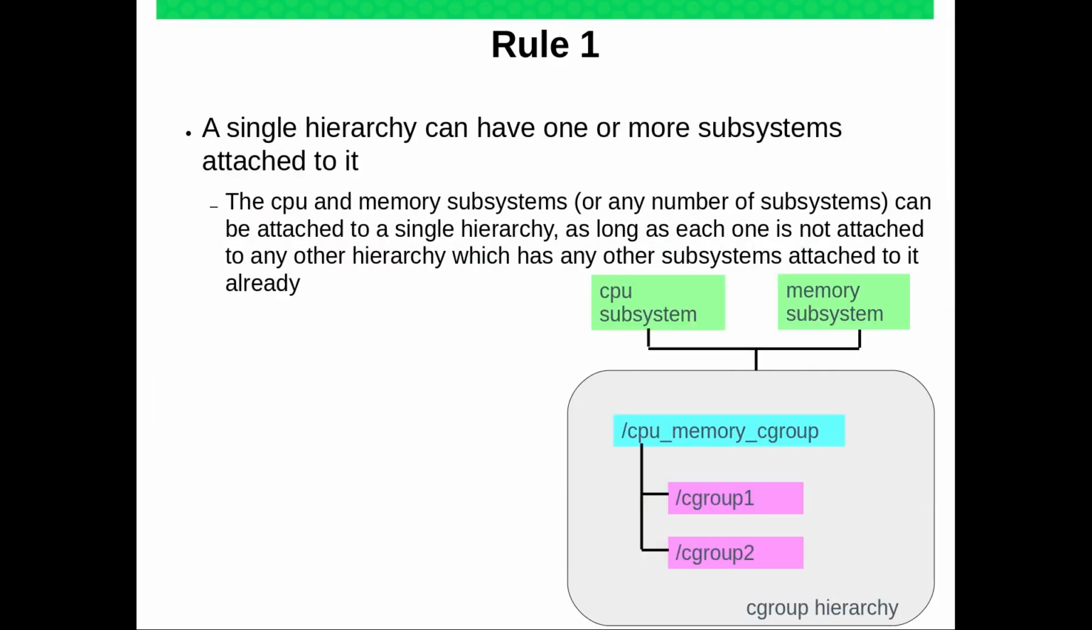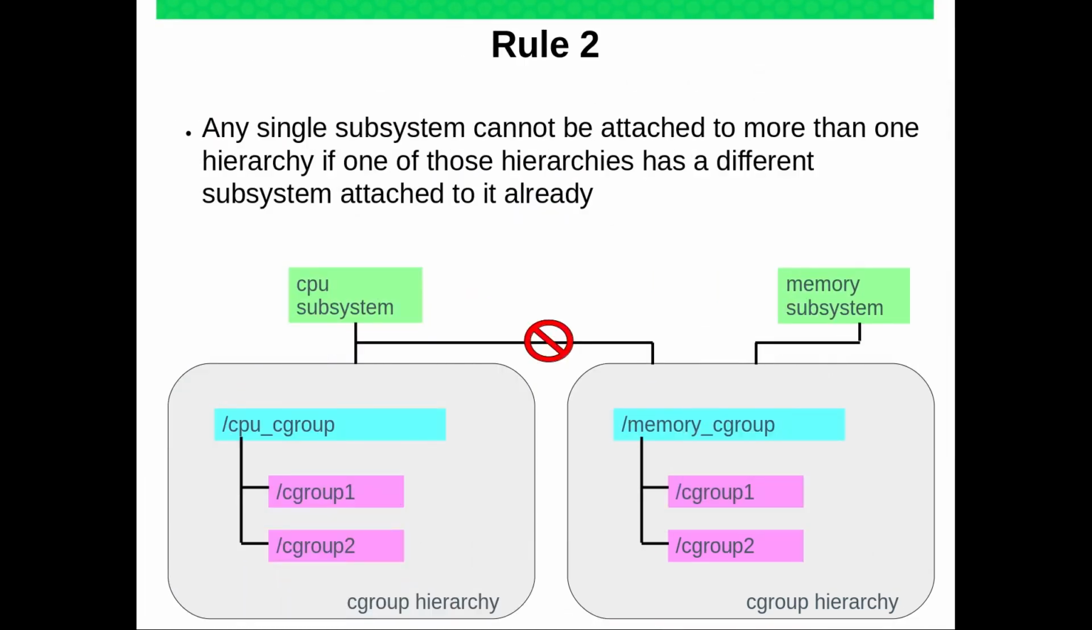Rule number 1, a single hierarchy can have one or more subsystems attached to it. This should be relatively obvious. If you're creating C groups, you are going to be putting them into a segregated environment where you allow applications within that to either have or restrict access to various items, such as memory, CPU, and so forth, those other subsystems we defined. Rule number 2, any single subsystem cannot be attached to more than one hierarchy if those hierarchies have different subsystems attached to it already. In other words, you can't do 2 at the same time. I think the graphic is fairly obvious here.